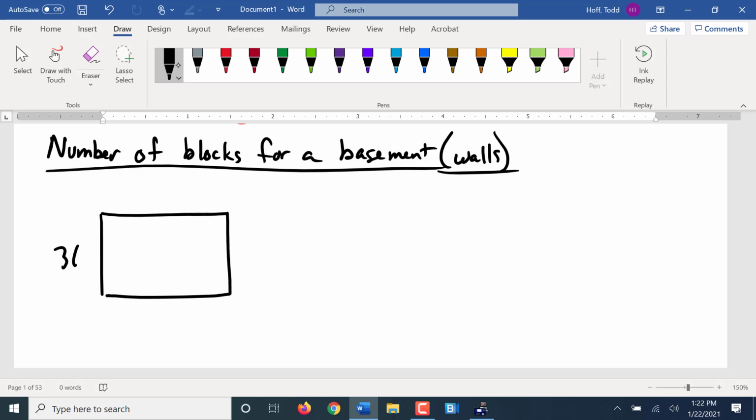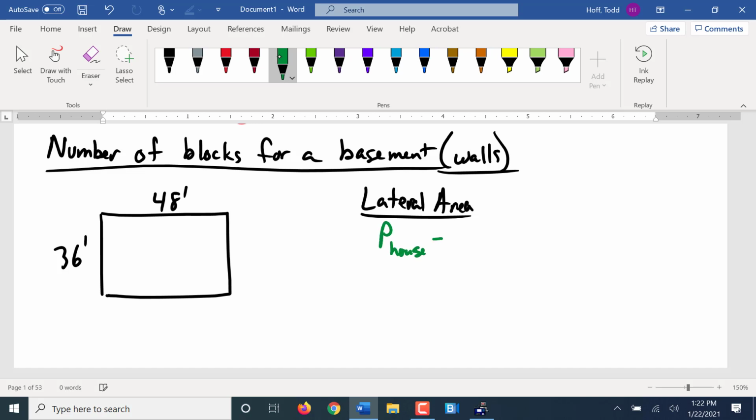Let's say we've got a 36-foot by 48-foot foundation. We found the lateral area of the foundation. Remember how to find the lateral area? We need the perimeter. In this case, it'll be the perimeter of the house. What's the perimeter of this house?